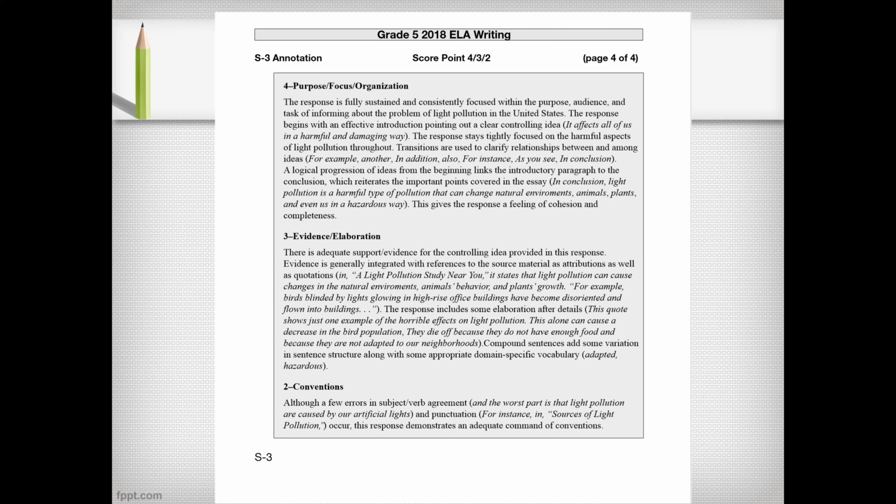that area of PFO. And in evidence and elaboration, it got knocked down to a 3, and it's really just more of an adequate support and evidence versus that really, really thorough and convincing support and evidence. And then when you look at the elaboration, it does include some elaboration, but not quite as balanced as those papers that we read that scored a 4 in this category. And then in conventions, we're still seeing 2s. There may be a few errors here and there, but not enough to drop any of them down below a 2.